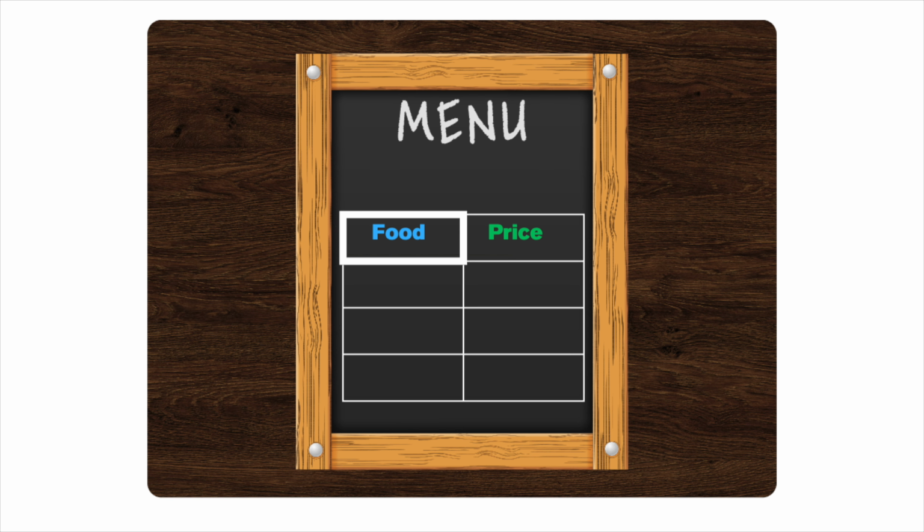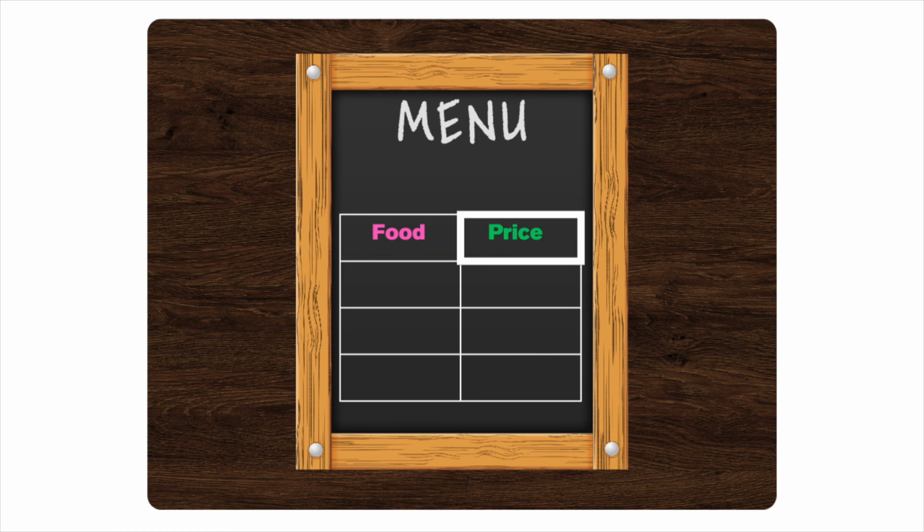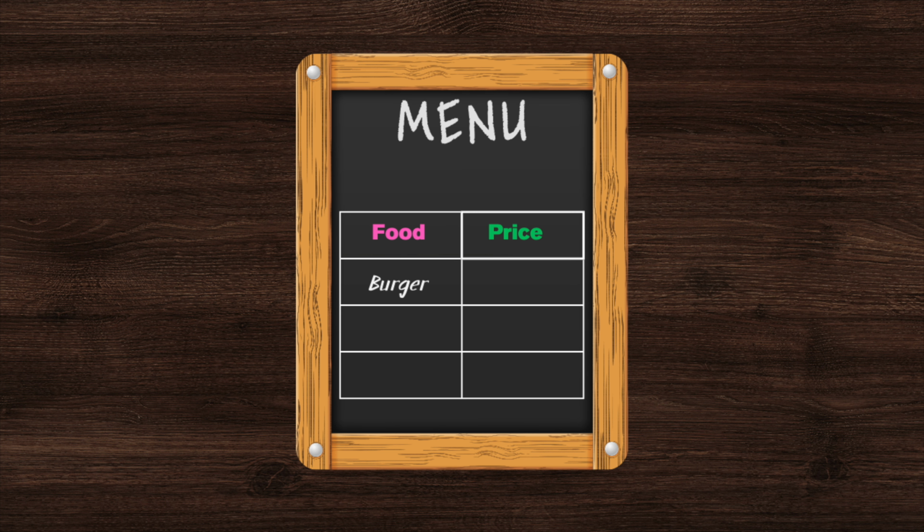Now think about a restaurant menu. A menu often has food, price, and then under that we have burger and $5, or pizza and $8. That's table data.